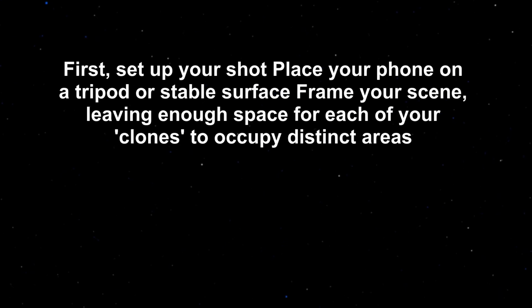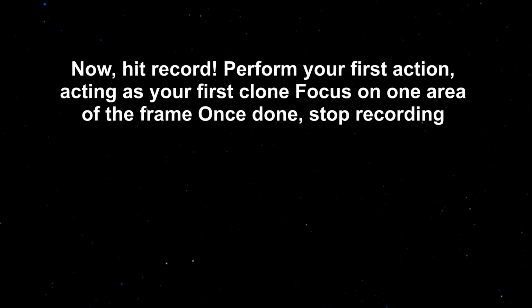Place your phone on a tripod or stable surface. Frame your scene, leaving enough space for each of your clones to occupy distinct areas. Now, hit record. Perform your first action, acting as your first clone. Focus on one area of the frame.